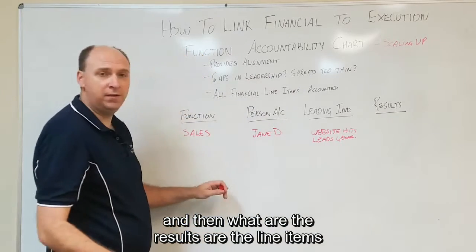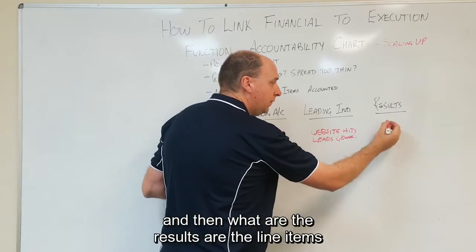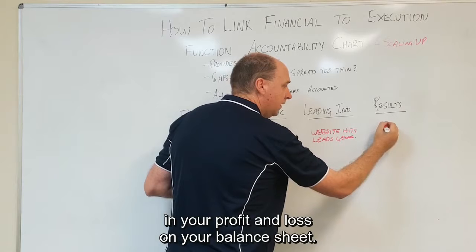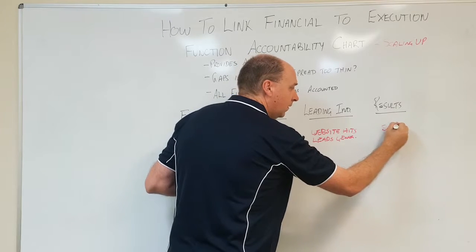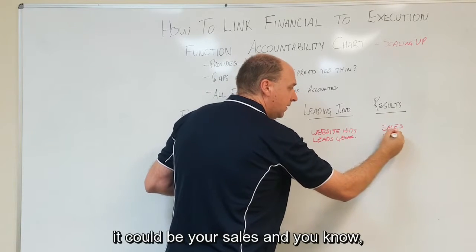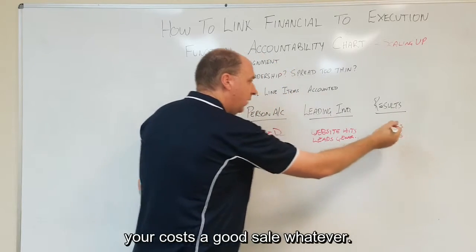and then what are the results? Are the line items in your profit and loss or your balance sheet? So in this case, it could be your sales and or your cost of goods sold, whatever.